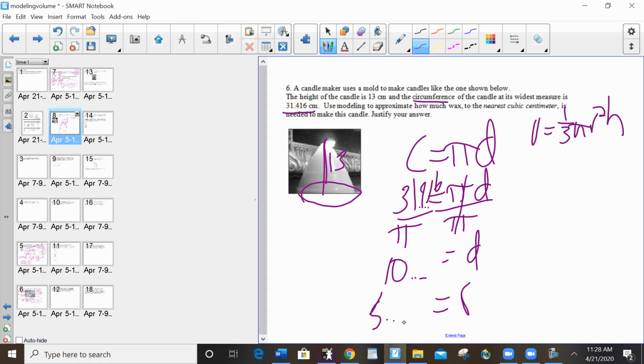So again, if they give you the circumference, if they give you the volume, then you sub in for C, and you'll have to find a missing variable. Now that I have that, 1/3 pi 5 dot dot dot squared times the height is 13. I'm going to give you 30 seconds or so to finish it off on your own, and then we'll move on from there.